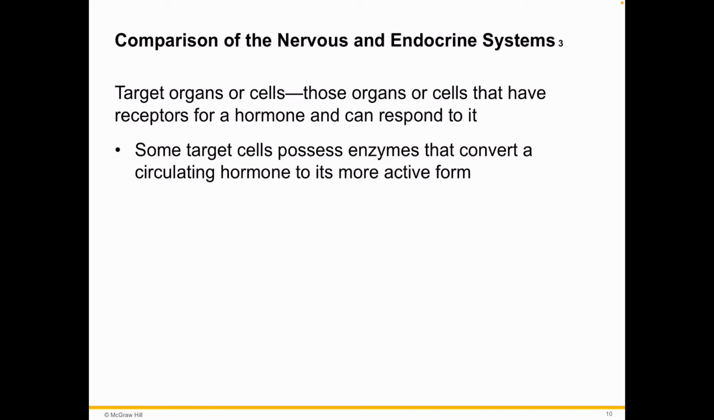Some of these target cells are going to actually take that hormone, and they're going to use different enzymes, right? So like protein-based machines, and they can convert a hormone that's circulating that's not exactly active, it's a precursor form, and that enzyme can change it into its active form as well.